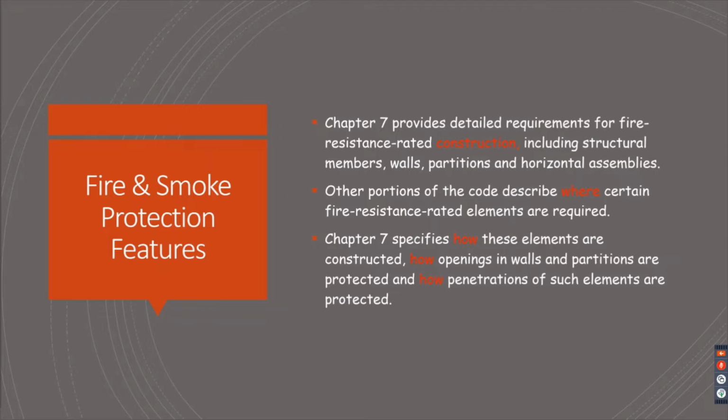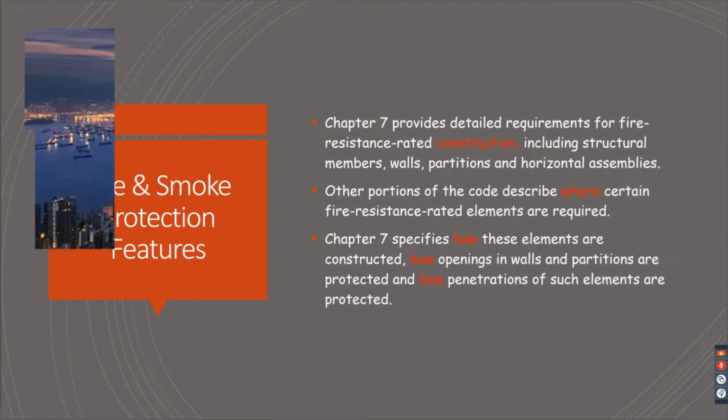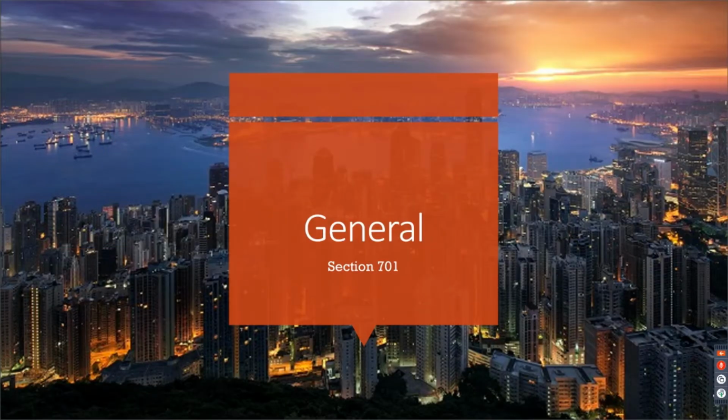Some of those other parts where you'll find them are in Chapter 5 and Chapter 4. In Chapter 5, you have incidental uses, when you're separated versus accessory. In Chapter 4, your specifics for suites, etc. Those are just some examples of where you would find where you need a type of assembly, and what type of assembly you need. Then again, you go to Chapter 7 to tell you how it is built.